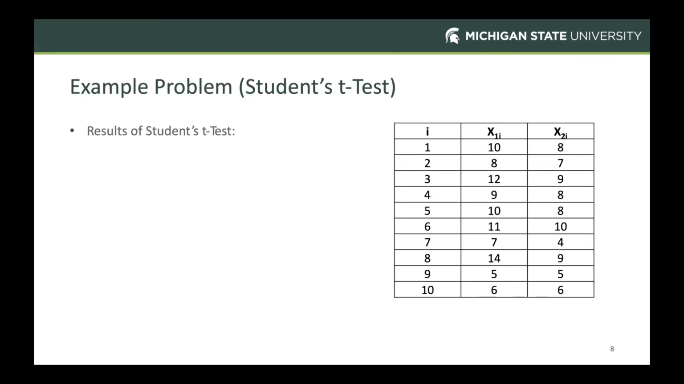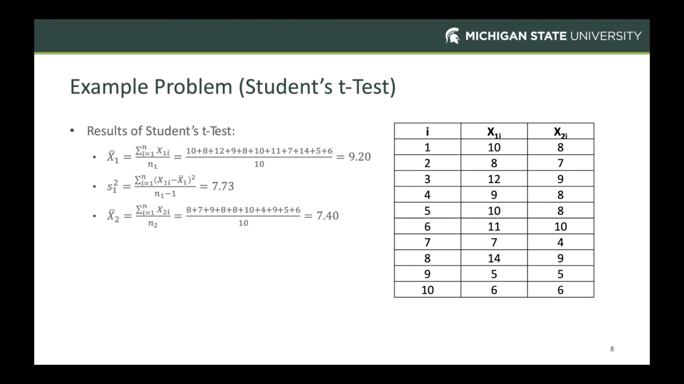And so if we work through with the sample data that we've seen previously, for the first sample, prior to the signal timing changes going into effect, we averaged 9.2 crashes per year, and the variance of those counts was equal to 7.73. And then likewise, the same calculations for the second sample. The sample mean for the second sample is 7.40, and the variance is 3.6.